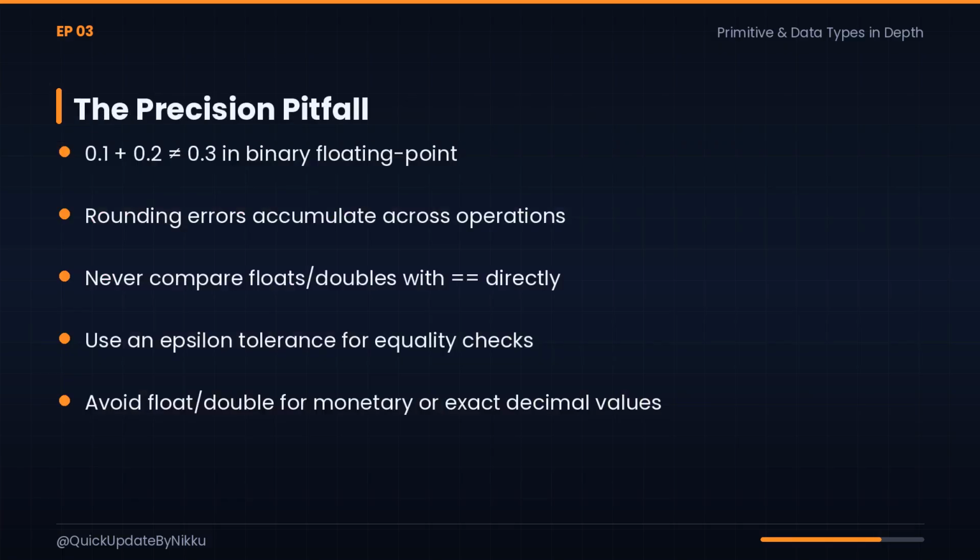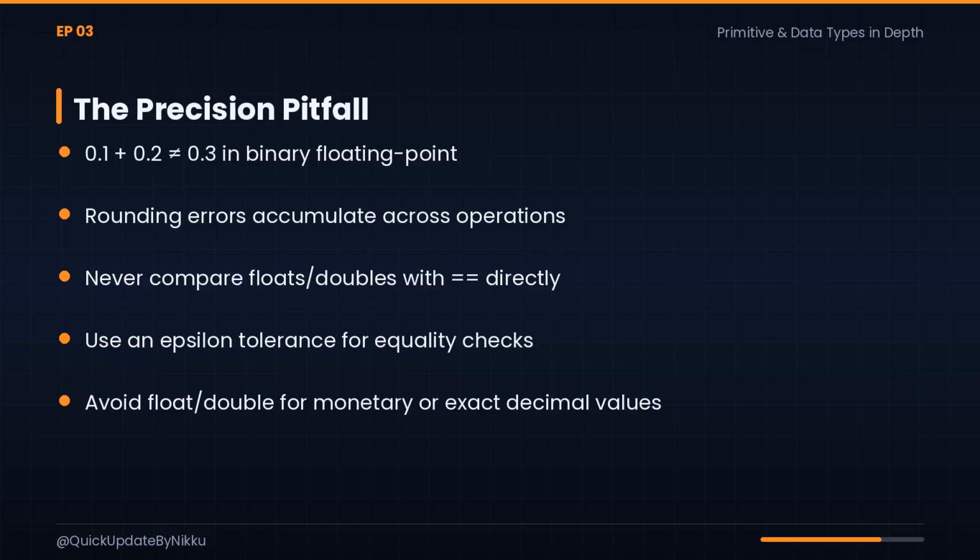The canonical gotcha of floating point arithmetic is that 0.1 plus 0.2 does not equal exactly 0.3 in binary. The error is tiny, around 5.5 times 10 to the minus 17, but it is real, and it compounds across thousands of operations. The practical rules are straightforward.